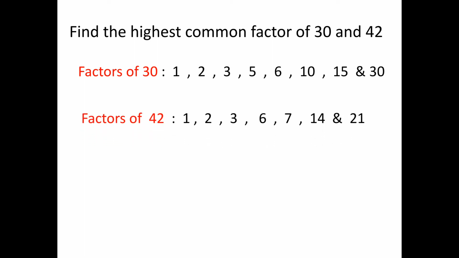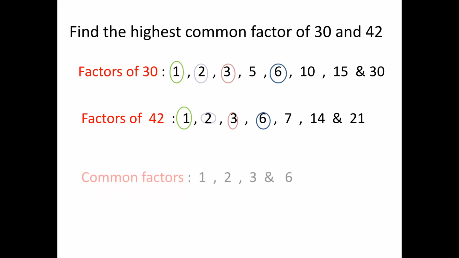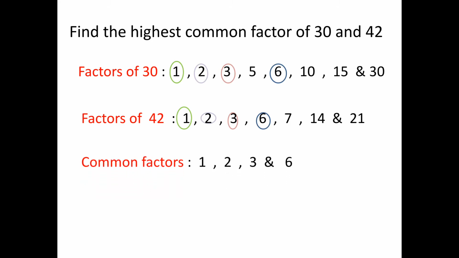Where are the repeated numbers? Where are the common factors? The 1 is repeated, the 2 is repeated, the 3 is repeated, and the 6. So our common factors are 1, 2, 3, and 6. Now, where is the highest common factor or the greatest common factor? It is the 6. Now, we will do the same but with the multiples.